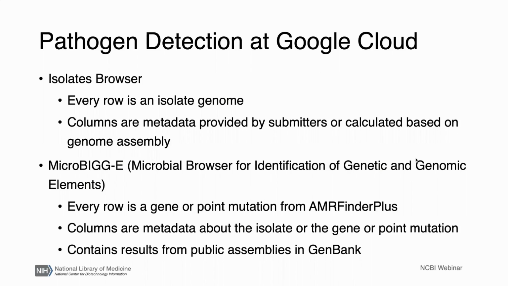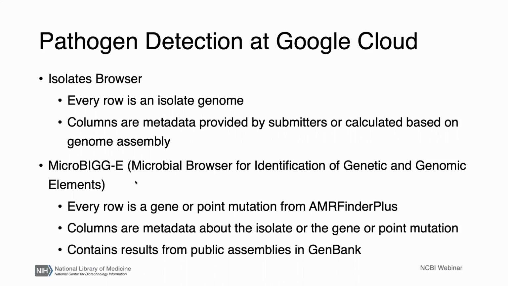Well, in Google Cloud, we have two primary outputs from this analysis pipeline. We have the isolates browser, where every row is an isolate genome, and columns are metadata provided by submitters or calculated based on the genome assembly. And I'm going to show you these very briefly in our web interface to give you some orientation.